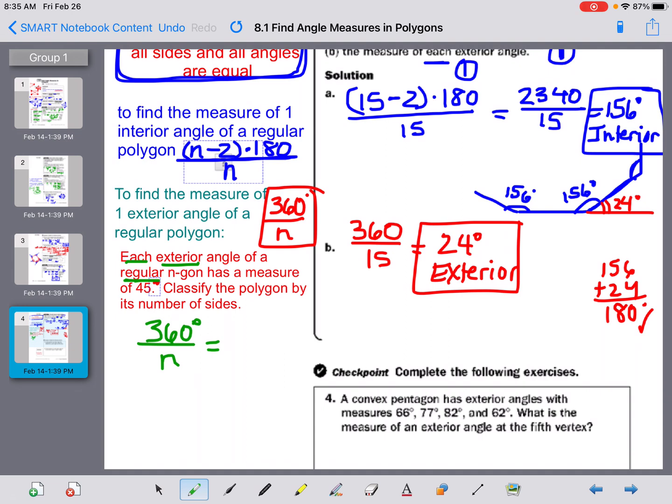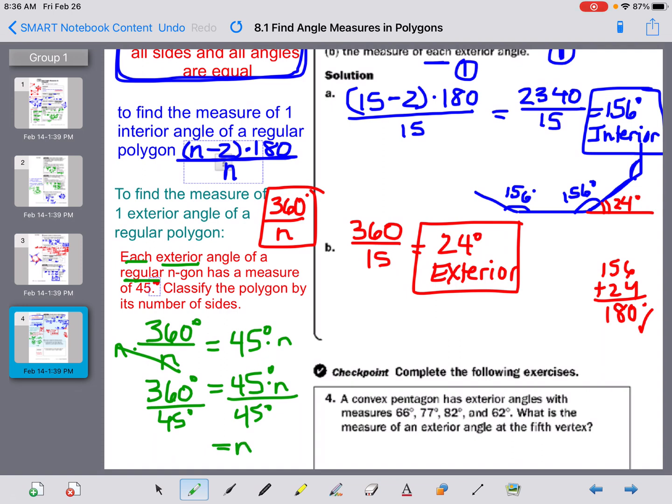And this time I got an answer of 45, so I need to work backwards to find out how many sides there are. Well, I can't solve for n when it's in a denominator, so I multiply by n to get it out of the denominator. These two cancel. 360 degrees equals 45 times n. I'm going to divide by 45 degrees on both sides. 360 divided by 45 is 8. That means there's 8 sides here. What's my polygon's name? How about an octagon? Okay.